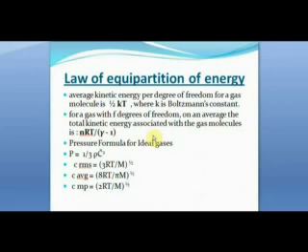Now let's discuss the law of equipartition of energy. This law states that the average kinetic energy per degree of freedom for a gas molecule is half kT, where k is the Boltzmann constant. So for a gas with f degrees of freedom, on an average the total kinetic energy associated with the gas molecule is nRT by gamma minus 1, where gamma is the adiabatic constant for the gas.